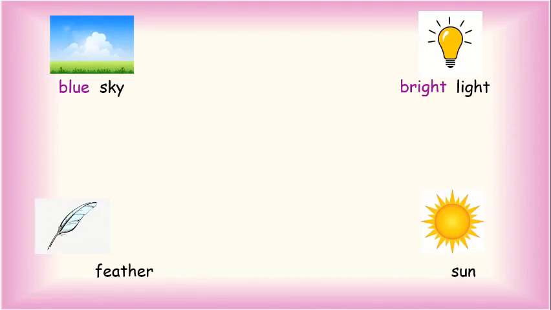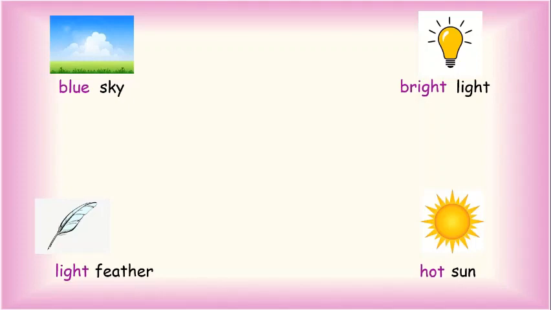Then there is a feather. If you hold the feather in your hand, how does it feel? Is it heavy or light? Yes, the feather is very light in weight, so let's say a light feather. And then we have the sun. Oh, the sun is so hot. So we say hot sun.